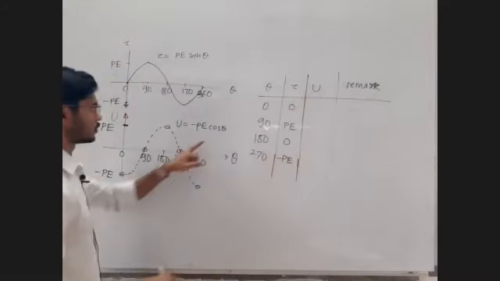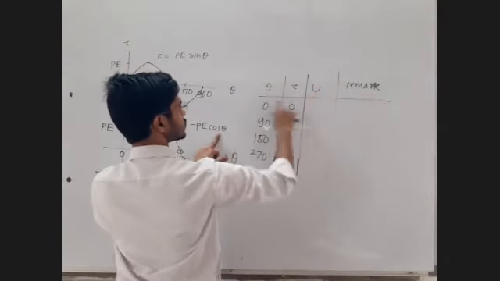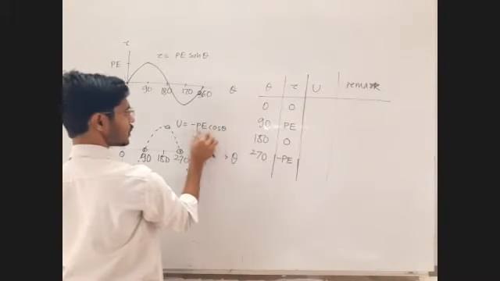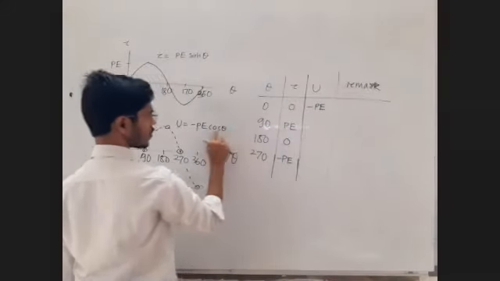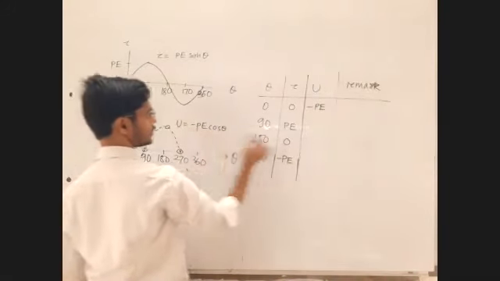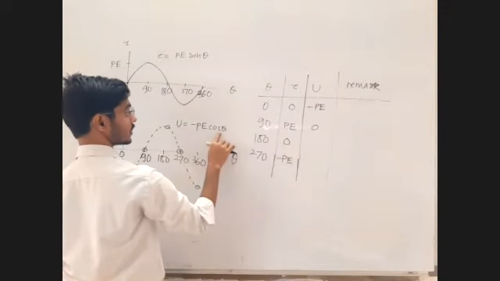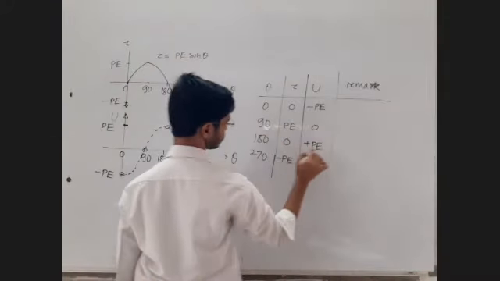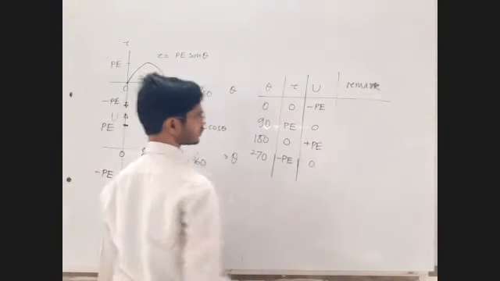Similarly for U, it's a graph of cos. Theta equal to 0: cos 0 is plus 1, plus 1 into minus P gives minus P. Cos 90 is 0, and 0 into anything is 0. Cos 180 is minus 1, minus 1 into minus P gives plus P. Cos 270 is 0, so 0.